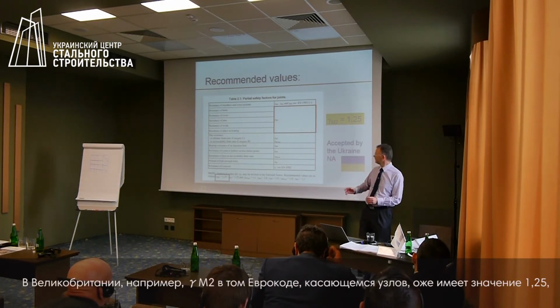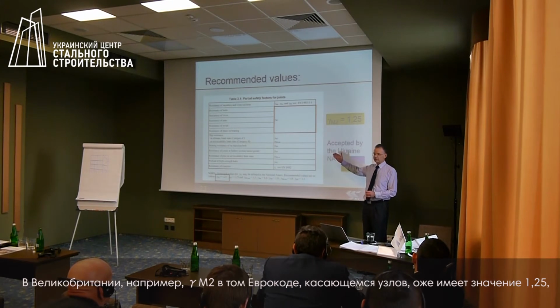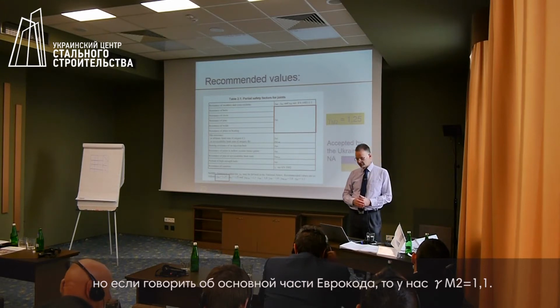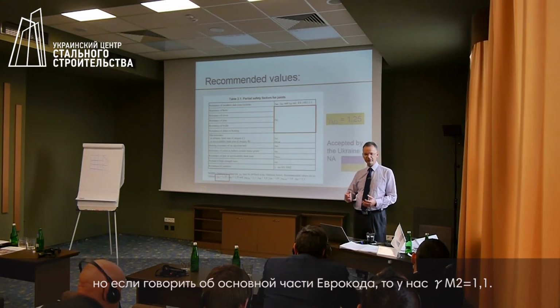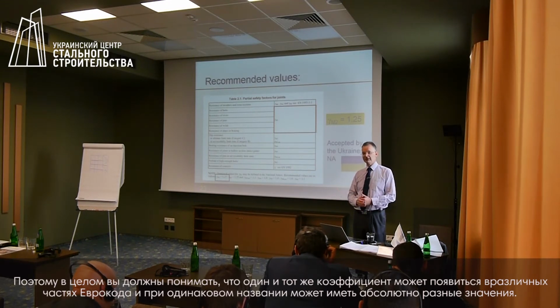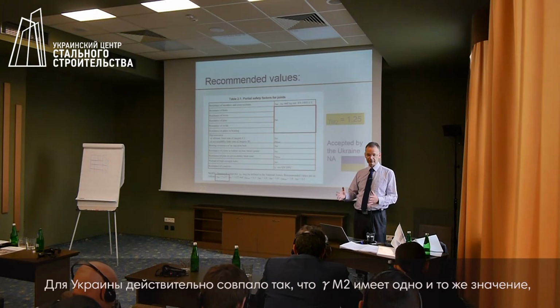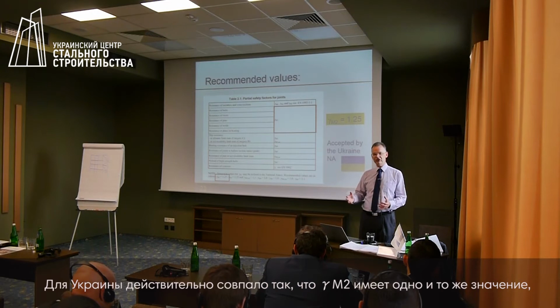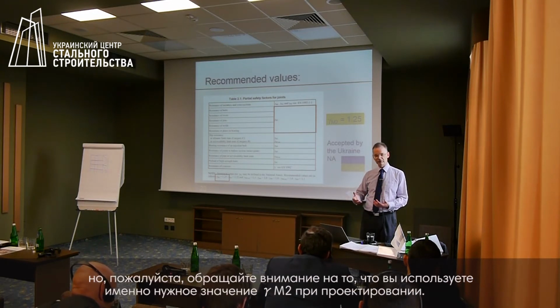In the United Kingdom, gamma M2 in the connections part of the Eurocode is 1.25, but in the main part of the Eurocode that we saw yesterday, gamma M2 is taken as 1.1. So, in general, you must be aware that the same factor, gamma M2, can appear in different parts of the Eurocode, and although it has the same name, it might have a different value. In the Ukraine, gamma M2 in this part and the main part did have the same value, but in general, you should take care to make sure you use the appropriate national annex to tell you what the value is.